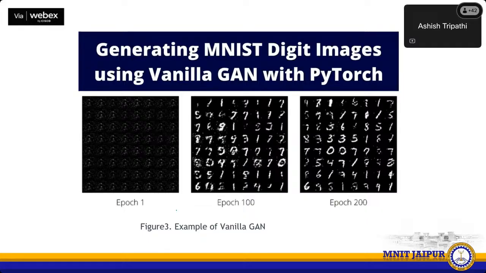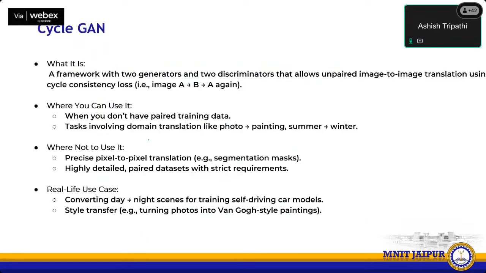So for example, for such kind of applications we can use this vanilla GAN. What is this CycleGAN? CycleGAN is basically used for image to image translation purposes, for example, making an image from a sketch. Here we have two discriminators. So this was the architecture that I have discussed. It was just the basic architecture of the GAN, that is called vanilla GAN.